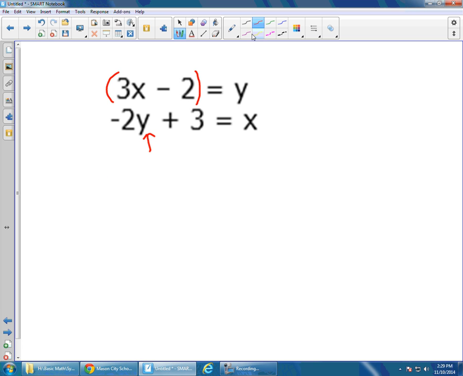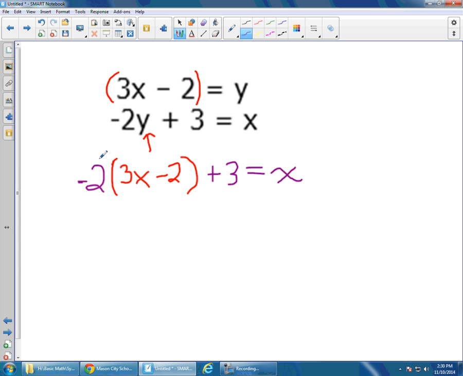So I'm going to rewrite the second equation here. And instead of writing the letter y, I'm going to write in what y equals. Y equals 3x minus 2. Then I'm going to write the rest of the equation. So plus 3 equals x. It's going to help me find what x equals.